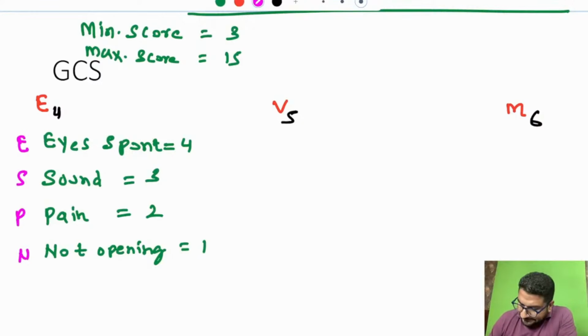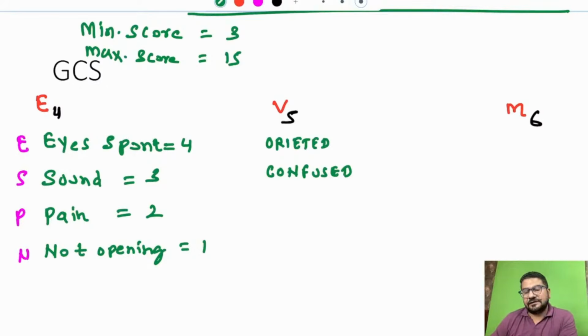Verbal component means how the patient is talking. When we talk to the patient, he is conscious and oriented, oriented to time, place, person. Or he is slightly confused. You asked what is the time today, he is not telling 5 o'clock, he is telling you it is 2 o'clock afternoon.